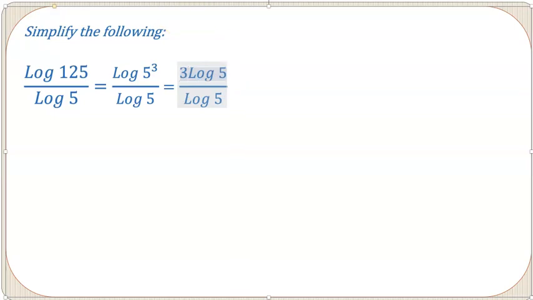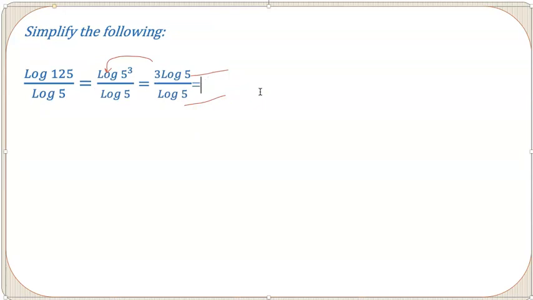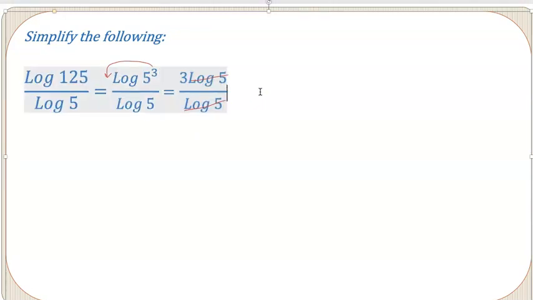So what I just did, I took the power 3 and moved it down to the front. So we have 3 log 5. Log 5 cancels log 5, leaving us with our answer to be 3. Alright, so we're just using the laws of logs.